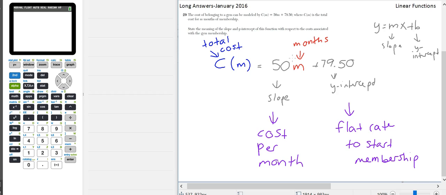Now, of course, each question related to the slope and the y-intercept is going to be different because each equation is different, but the basic idea is that the slope is often dependent on something because it's attached to a variable. So the term with the slope in it often changes its value depending on the variable. And the y-intercept is often a flat rate because it's not dependent on any variable that's changing.